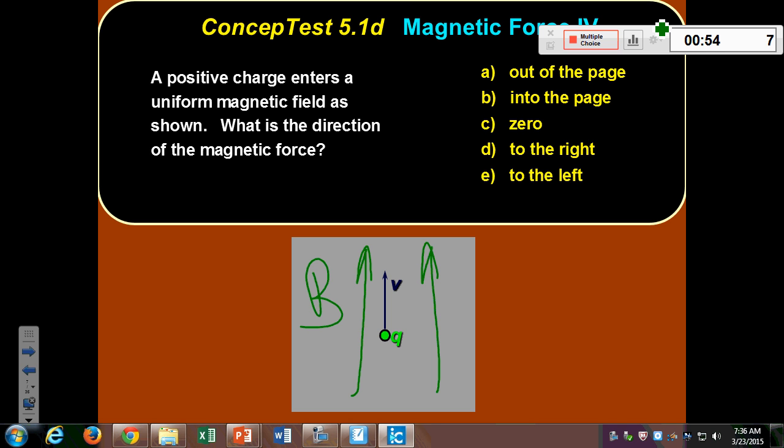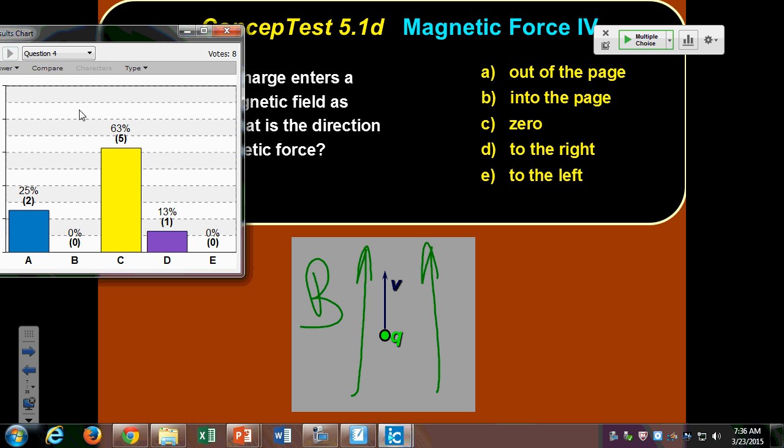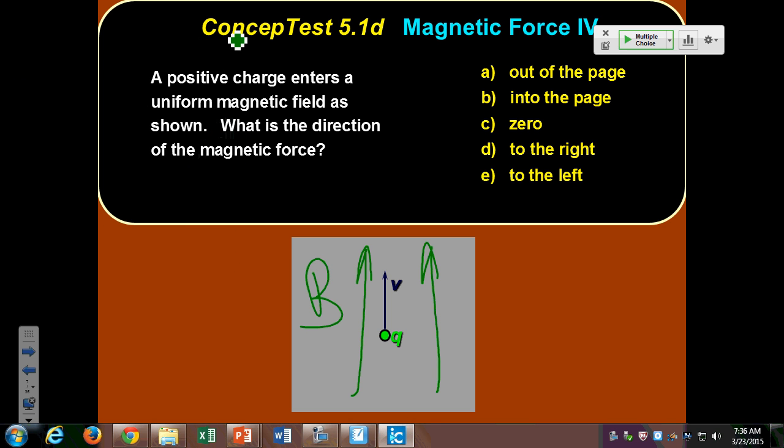One minute. C is right. Very good. So remember, the cross product is the product of two perpendicular vectors. That's the purpose of the cross product. It's to multiply two vectors that are perpendicular to one another. And so if I have two vectors that are parallel or anti-parallel, then the cross product is 0. The magnitude of it, remember, is qvB sine theta. And so if theta is 0 or 180, then that sine term goes to 0.